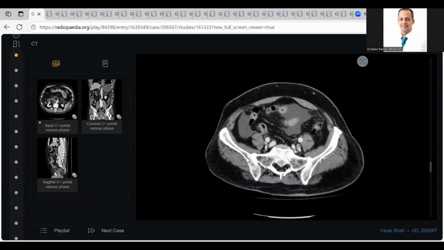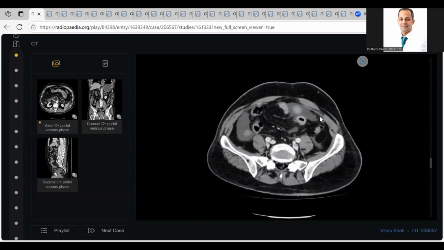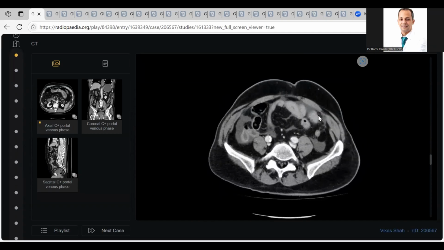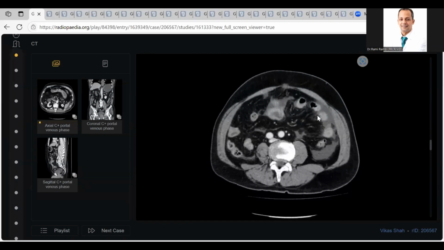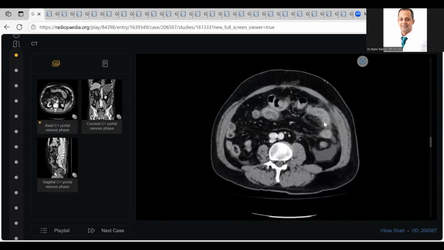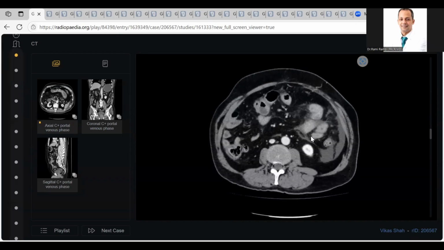I guess there is a mild element of sacroiliitis also, but I will confirm it on bone window. So keeping in view all the findings up till now, I will keep the differential of inflammatory bowel disease, such as Crohn's disease, in this scenario.